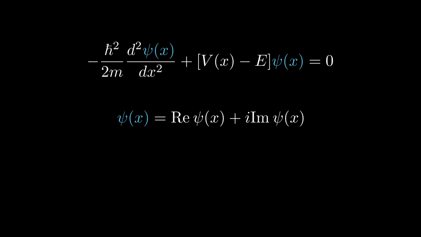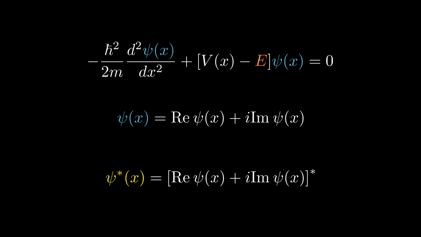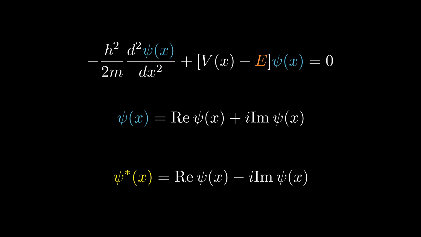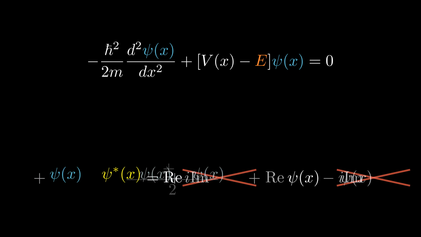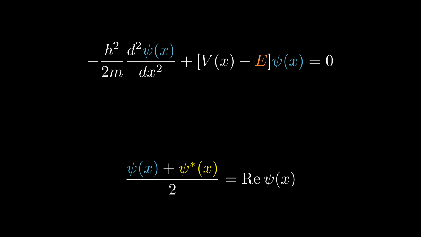If psi of x is a solution to the Schrödinger equation for a given energy E, then its complex conjugate psi star of x is also a solution for the same energy. So if you have a complex solution, you automatically get another solution that's just the conjugate. Here's the key. You can combine these solutions to create real wave functions. For example, by adding psi of x and psi star of x, you get 1/2 times the sum of psi of x and psi star of x. This combination will always be real because the imaginary parts cancel out.